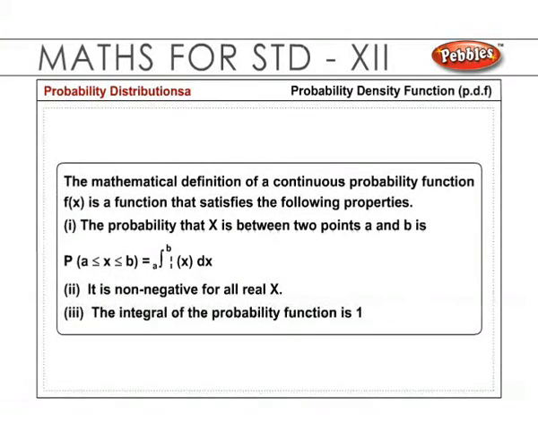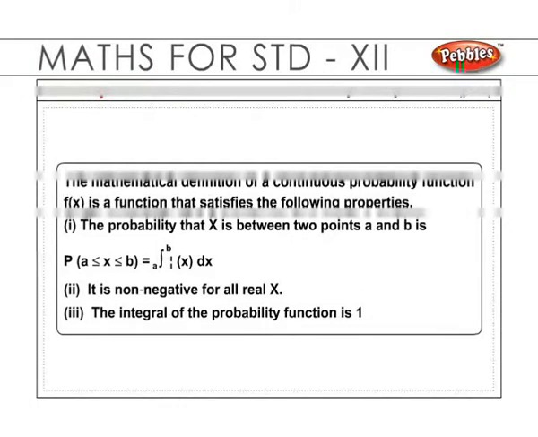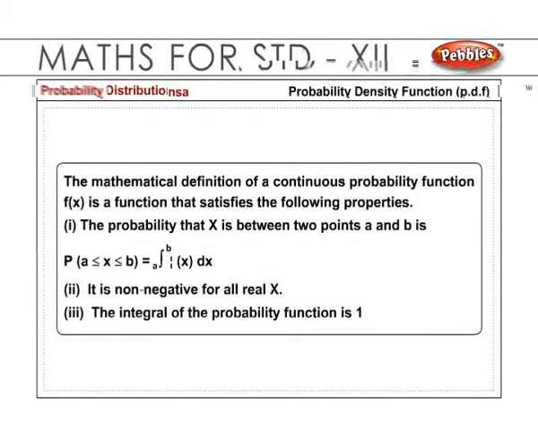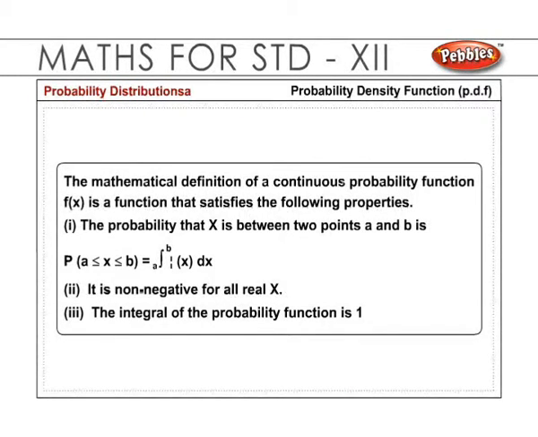Probability density function, PDF. The mathematical definition of a continuous probability function f of x is a function that satisfies the following properties. 1. Probability that x is between 2 points a and b is p of a lesser than or equal to x lesser than or equal to b, the whole, is equal to integral a to b f of x dx. 2. It is non-negative for all real x. 3. The integral of the probability function is 1.